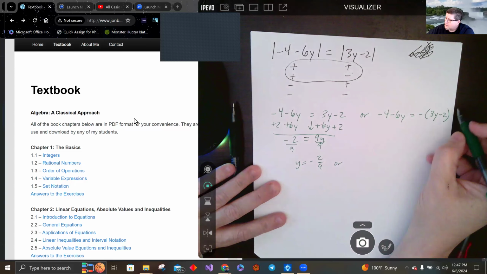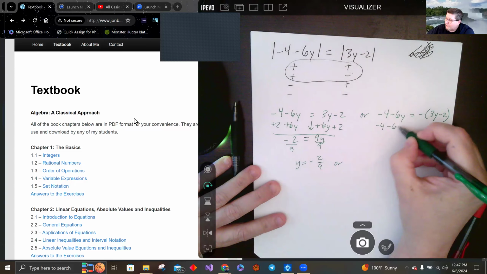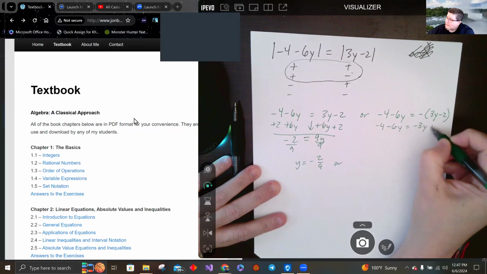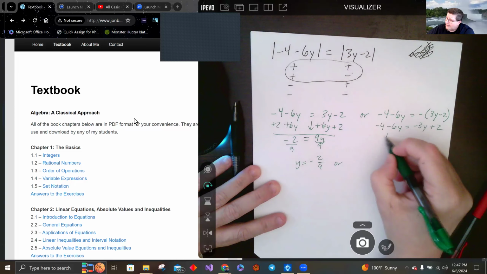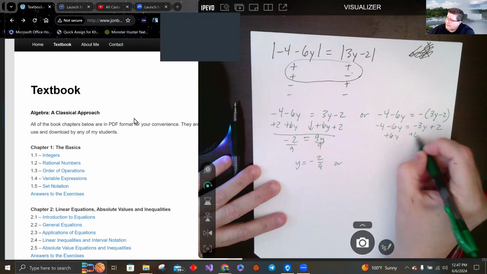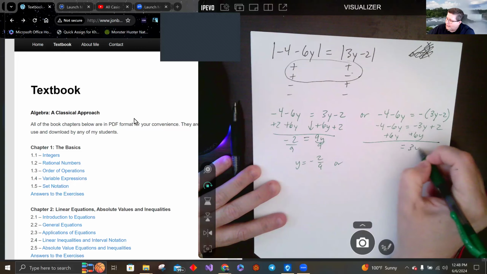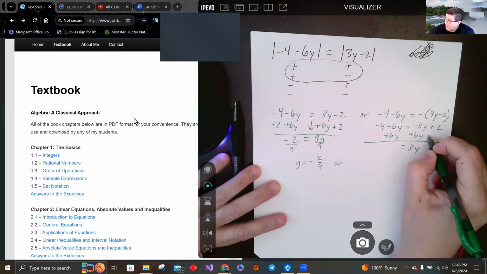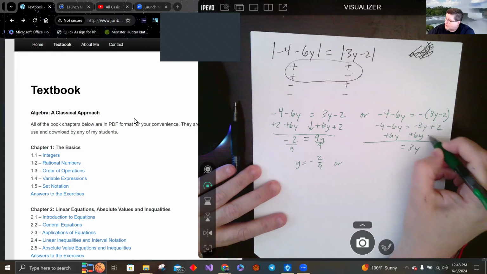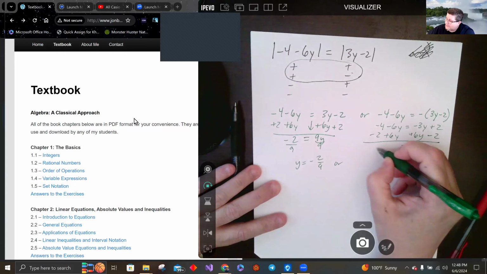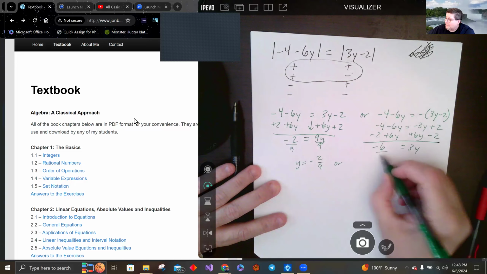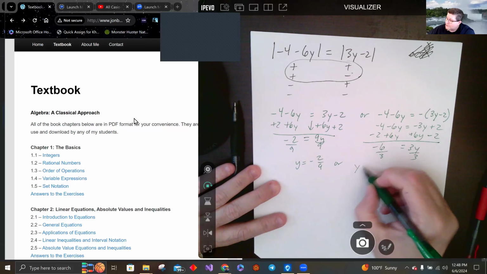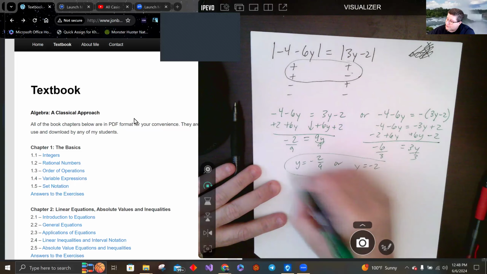Or here I got to distribute first. And now I add 6y to both sides. And I only get 3y on the right. And I can move the y's to the left by subtracting. I got negative 6 over here. Divide by 3 and I get y equals negative 2. So there's two options there.